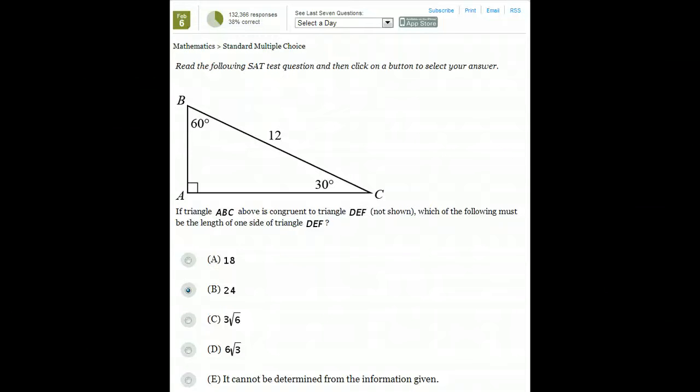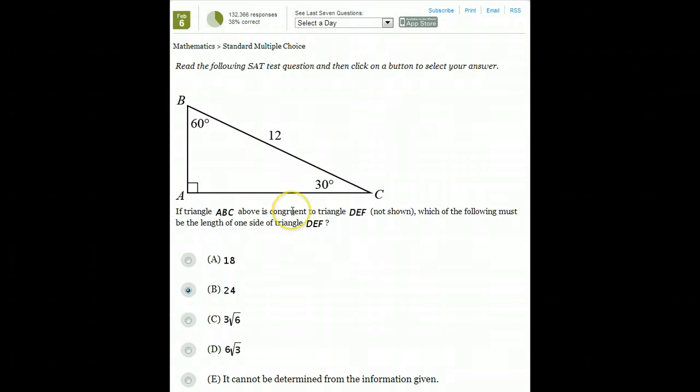Today we will be looking at the College Board's question of the day for February 6th. The question reads, if triangle ABC above is congruent to triangle DEF, not shown, which of the following must be the length of one side of triangle DEF?